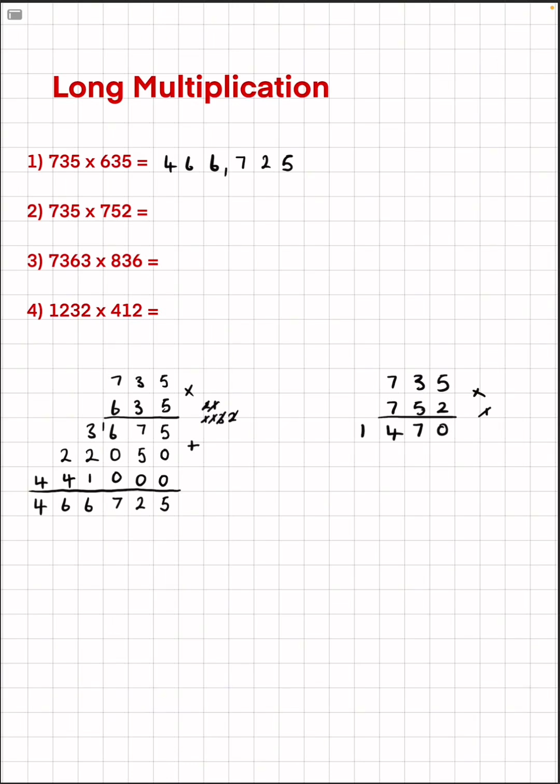Now, instead of doing 50 multiplied by 5, we're going to put the 0 here and do 5 times 5, which is 25. We put the 5 down, carry the 2. 5 times 3 is 15. Add 2 is 17. We put the 7 down, carry the 1. 5 times 7 is 35. Add 1 is 36.